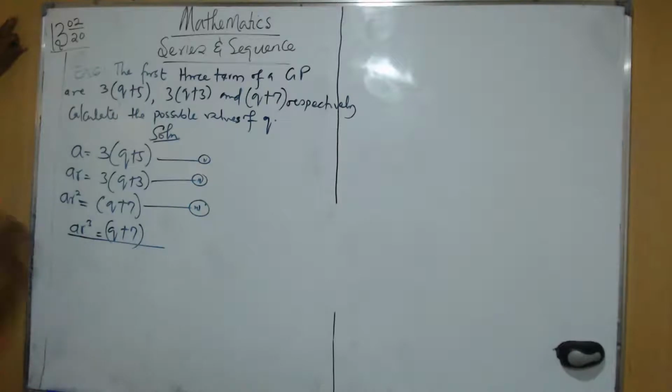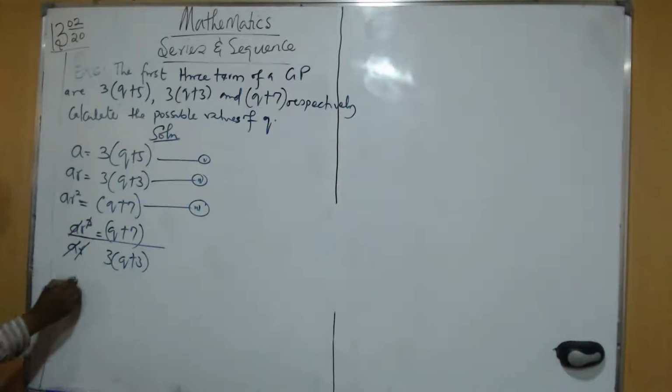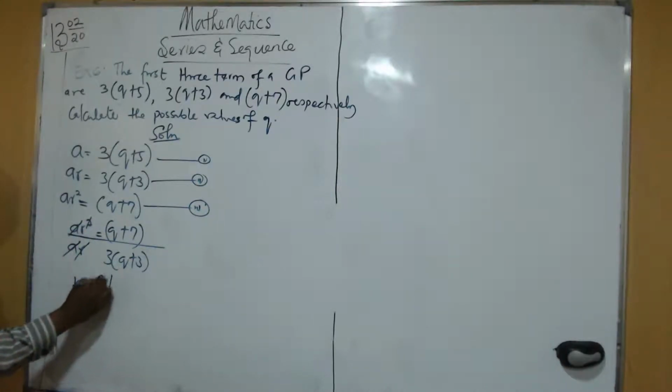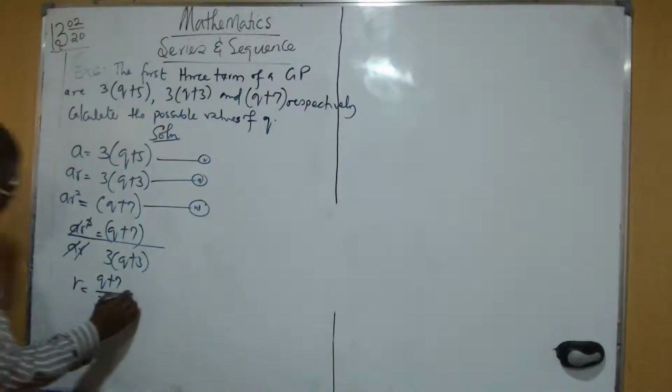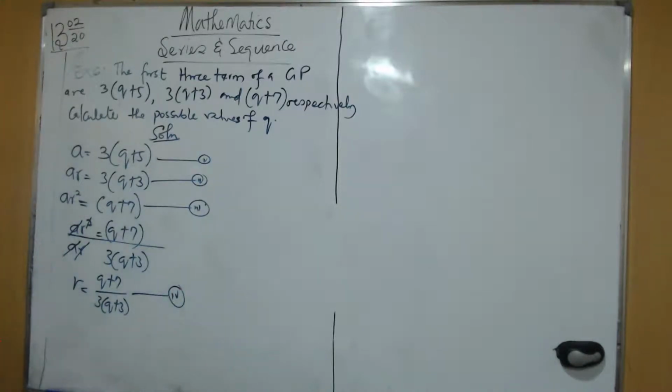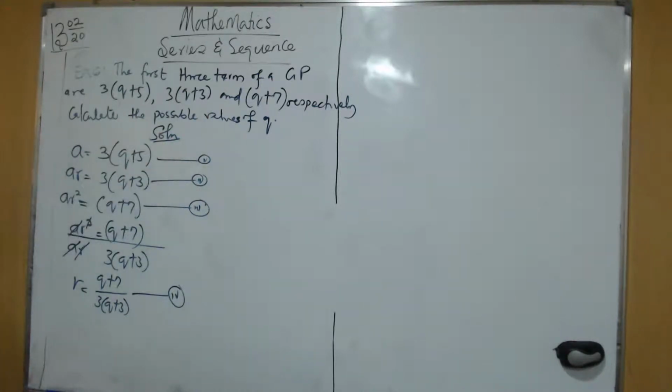Divide Equation 2 by Equation 1. The ar squared divided by ar, cancel the a and one r, so we are left with r, which now becomes (q + 7) divided by 3(q + 3). So this becomes Equation 4. We are looking for the possible value of q. Now here we have q, a, and r, 3 unknowns. Then how do we go about this?